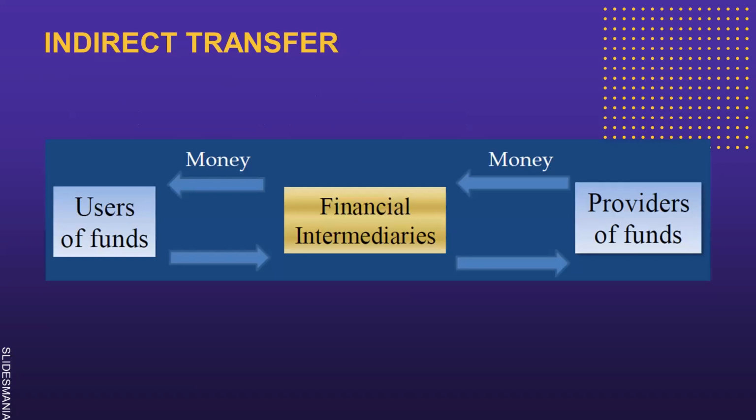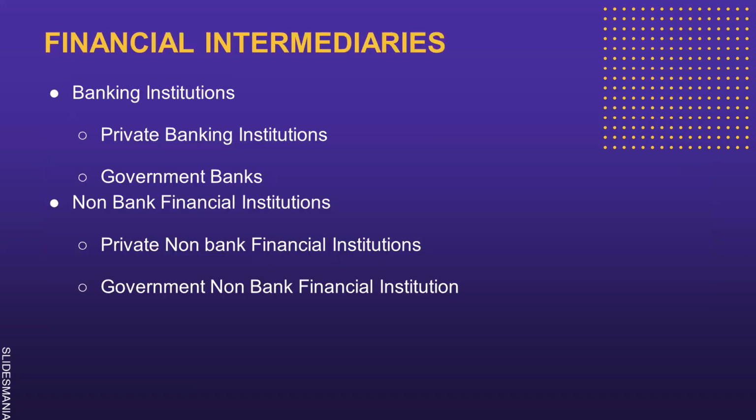Another type of transfer between user and the provider of funds, also an indirect transfer, is through financial intermediaries. So financial intermediaries could be banking institutions, it could be private banking institutions, a government bank, or non-bank financial institutions. So could be a private non-bank financial institution or a government non-bank financial institution.